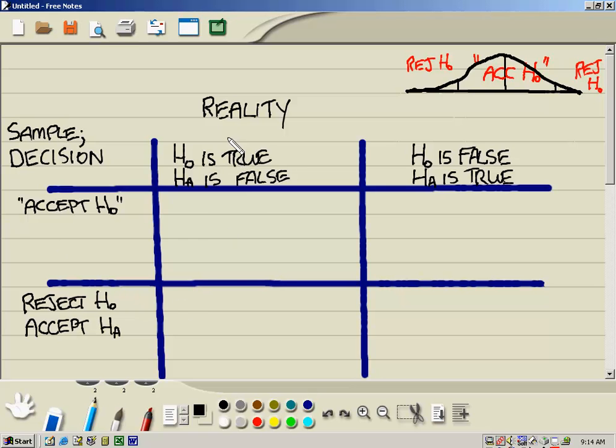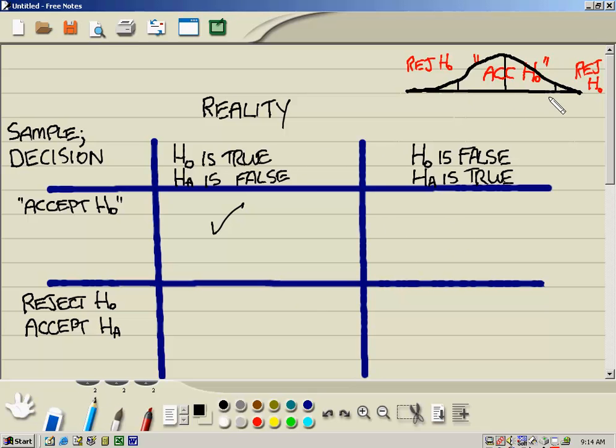Okay, let's look at the first situation, and the first column first. Alright, this is where the null is true. So this value in the middle is the true mean or proportion or whatever it happens to be. So if that's a true one, and we get a sample value in the acceptance region, we will so-called accept the null. That's a correct decision. So put a check mark there.